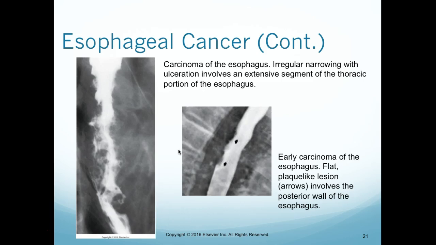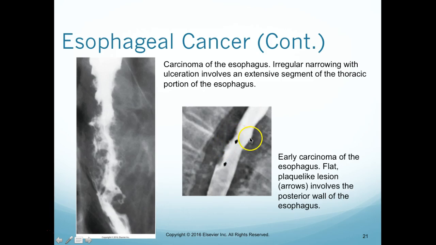So this is what cancer looks like. Cancer of the esophagus with irregular narrowing and ulceration with an extensive segment of the thoracic portion. So you can see here, see how it's what I call chewy. It looks like someone took bites out of this and just kind of took a piece of bread and tore it open. So it's all rough margins. Rough margins are bad. Anything in the body that has margins that look like this, it's not good. Any kind of smooth margin is a little bit better. So we're not as concerned about smooth margins, but this one right here.